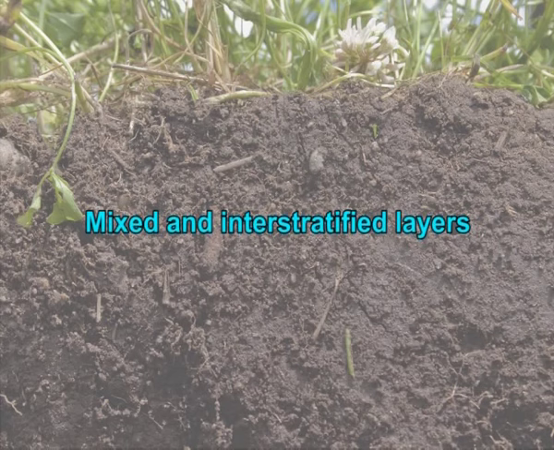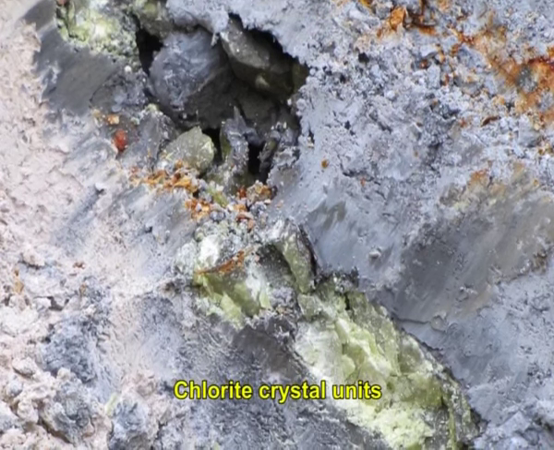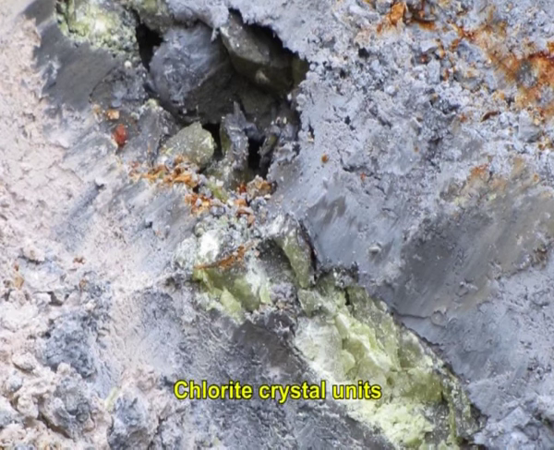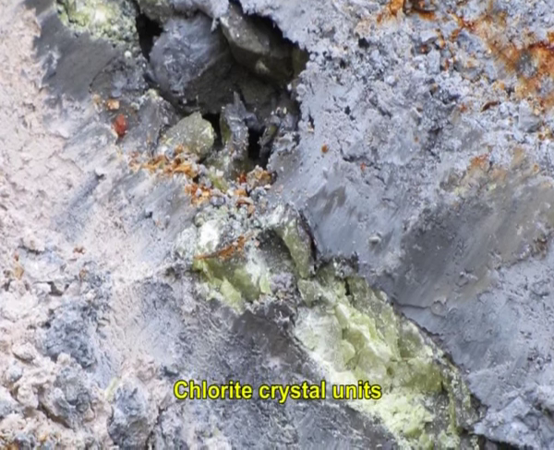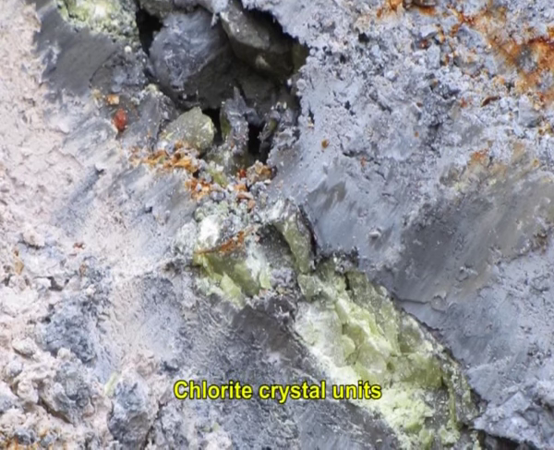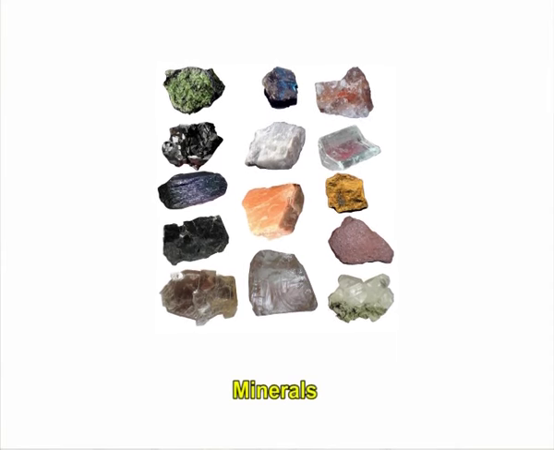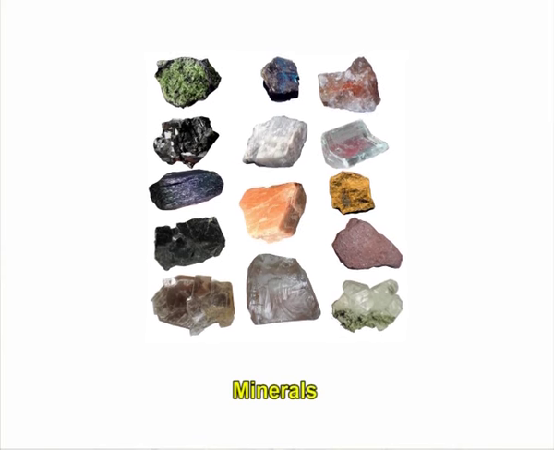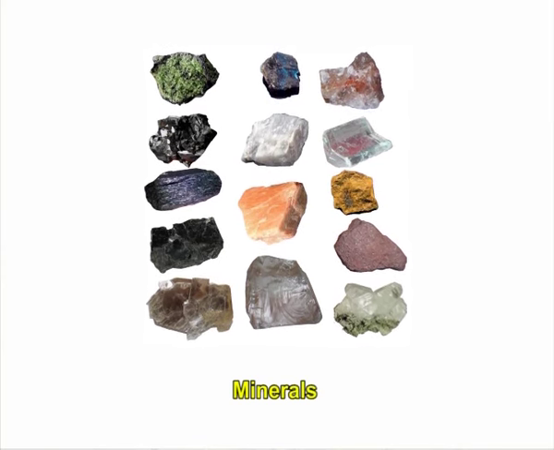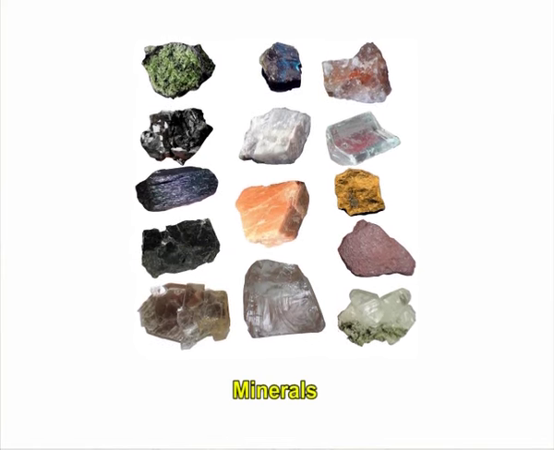Mixed and interstratified layers. Specific groups of clay minerals do not occur independently of one another. In a given soil, it is common to find several clay minerals in an intimate mixture. Furthermore, some mineral colloids have properties and composition intermediate between those of any two of the well-defined minerals described.